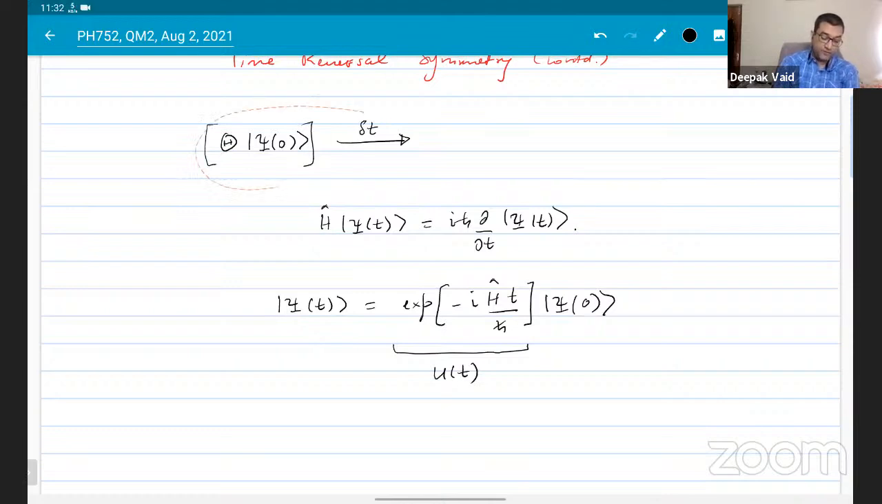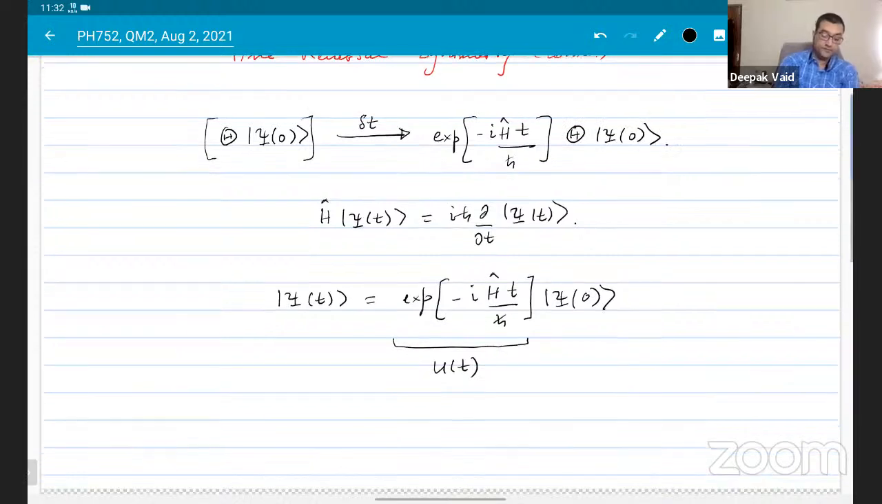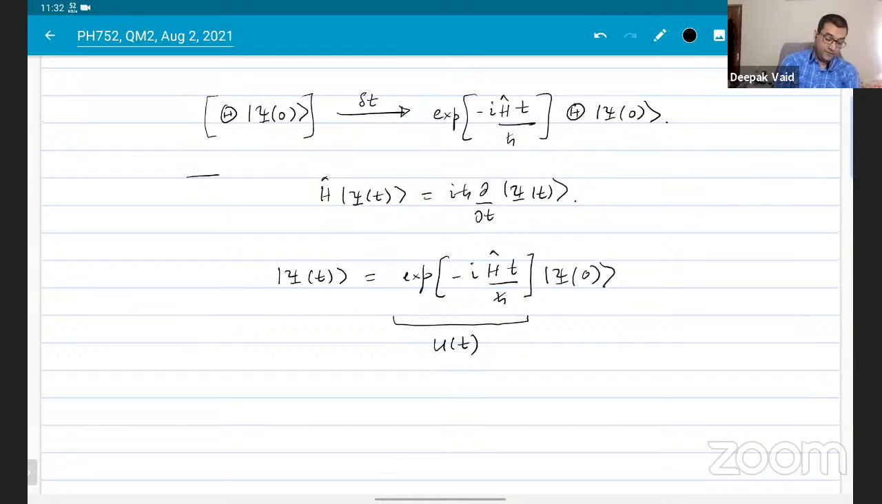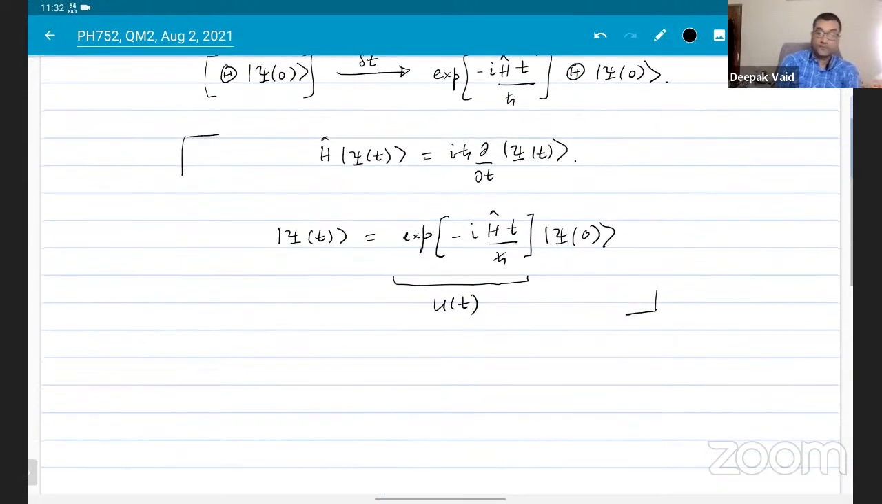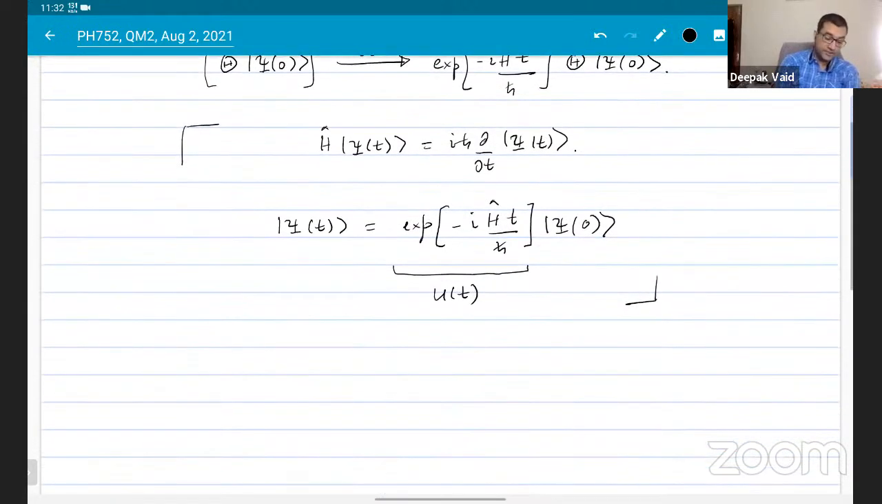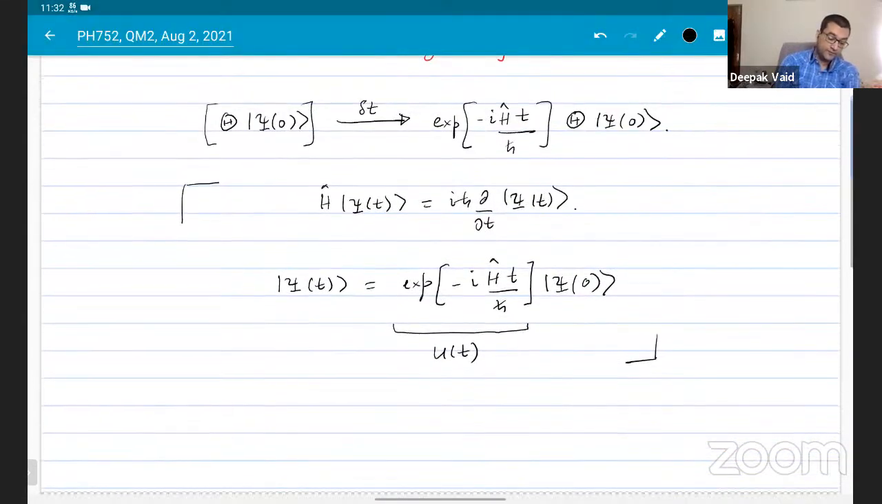So if you evolve the state forwards in time, what do you get? You get exponential of minus i H hat delta t by h bar acting on theta acting on psi. Okay. Now we can do one more thing. So this is one state.